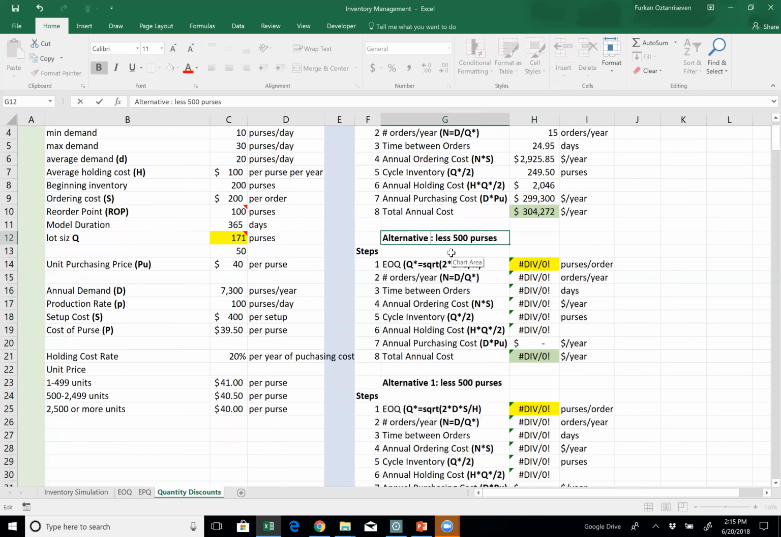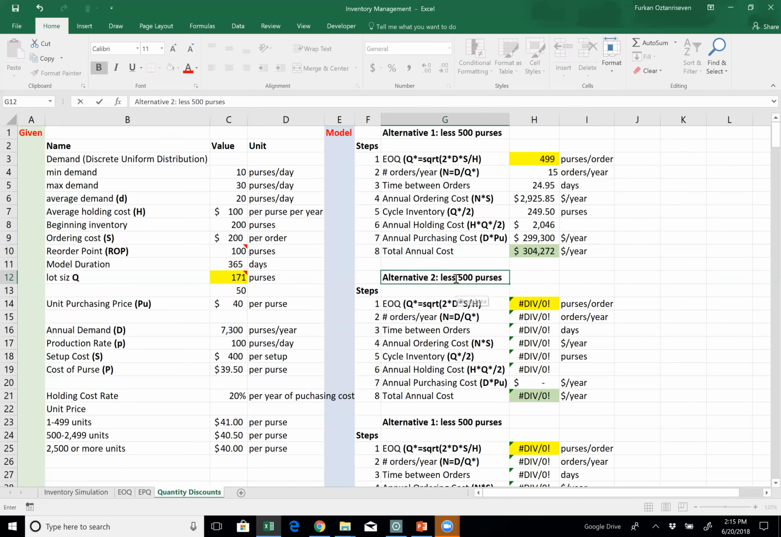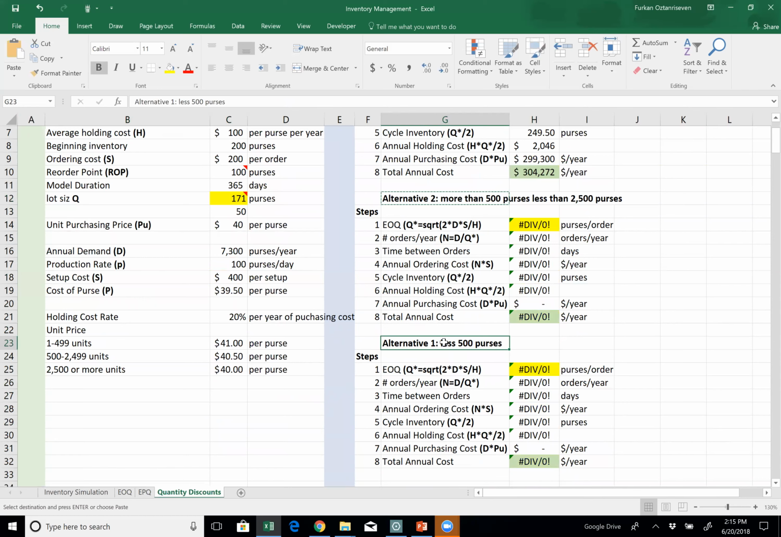So alternative 2, which is more than 500 purses, but less than 2,500 purses. All right, so alternative 3 is more than or equal to 2,500 purses. All right, so alternative 2, alternative 3. So let's look at here.